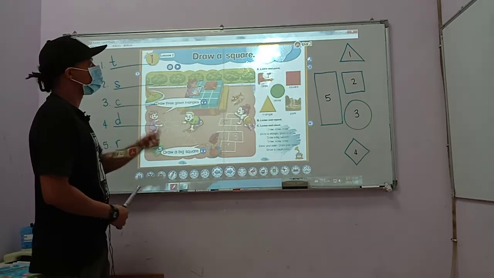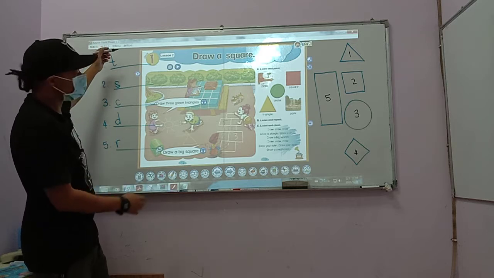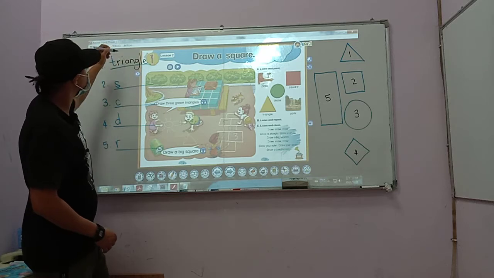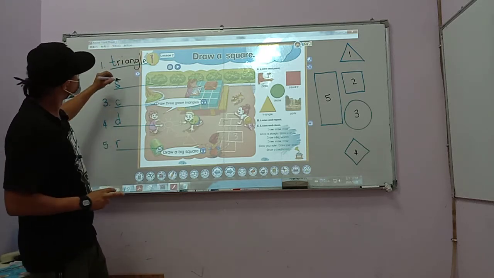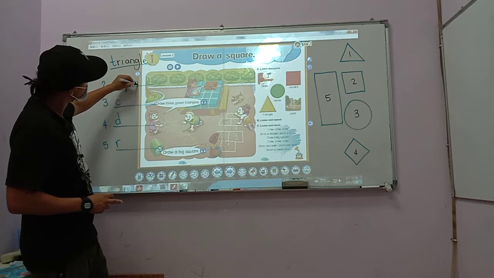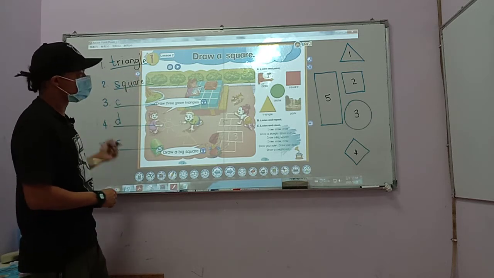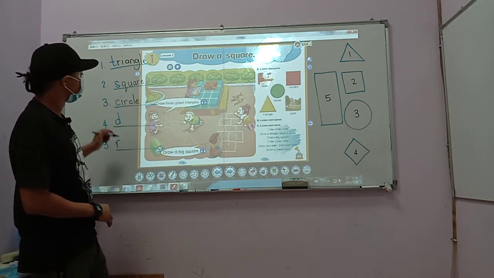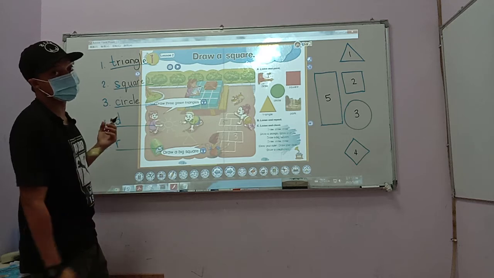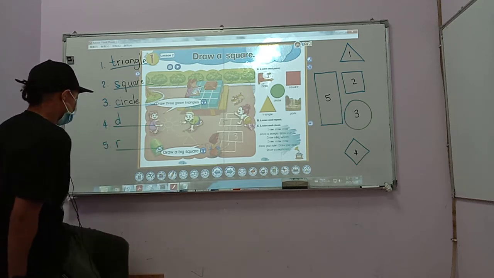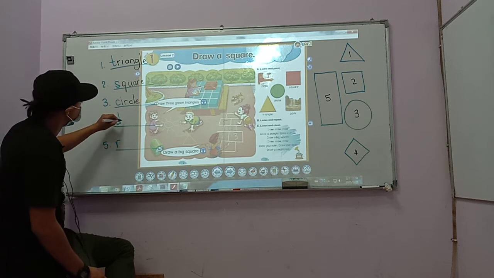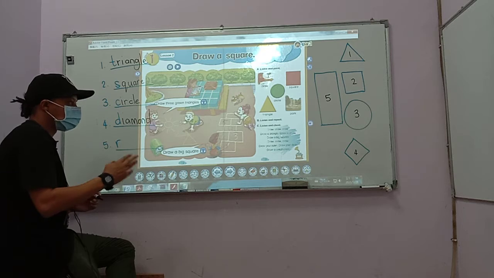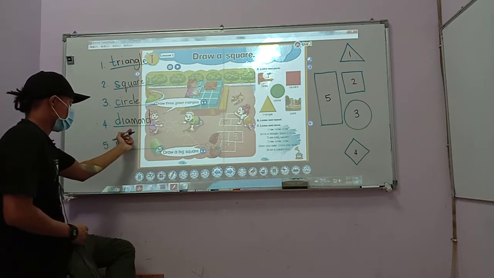The first one is also in our books. So it is a triangle. Okay. Number 2 is a square. 3 is circle. Number 4 is the new one that you probably don't know. This one is called a diamond. So it's a diamond shape. Okay, diamond.